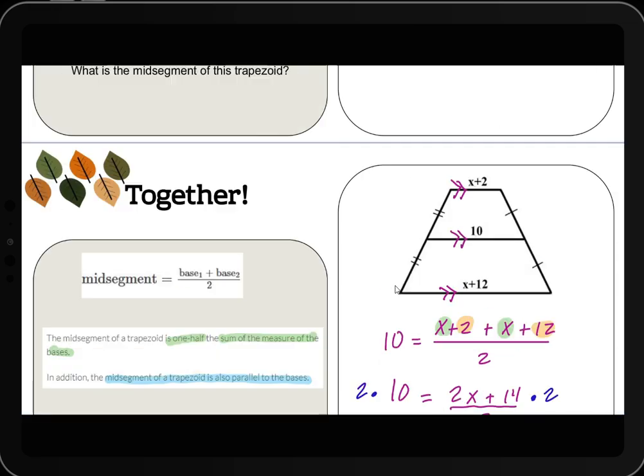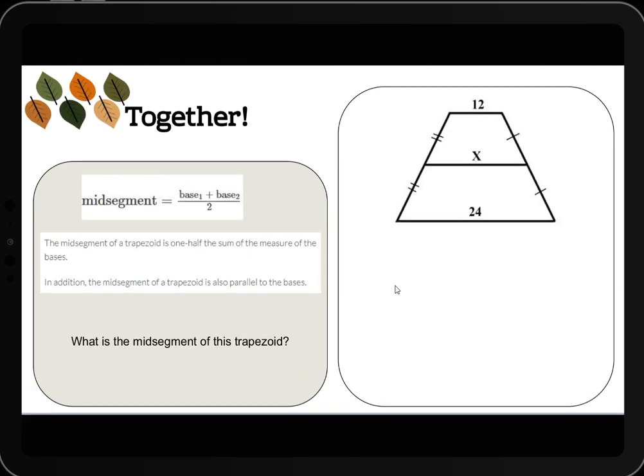You can also see an example here where you're looking for the mid-segment length, but you'll notice that it's the thing that's actually missing. So the mid-segment is x, and we're just taking the average of 12 and 24, which is a numerical approach really, so it's just 36 divided by 2, which is 18, right? So there's a case where you might be missing the mid-segment, and then there's a case where you might be given the mid-segment and you're missing a variable.